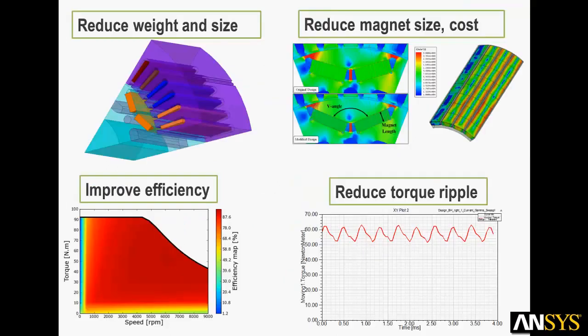We now show you how you can use the integrated motor solution to meet common design objectives such as reducing weight and size of the motor, reducing the size of the magnets to save cost, improving efficiency, and reducing the torque ripple.